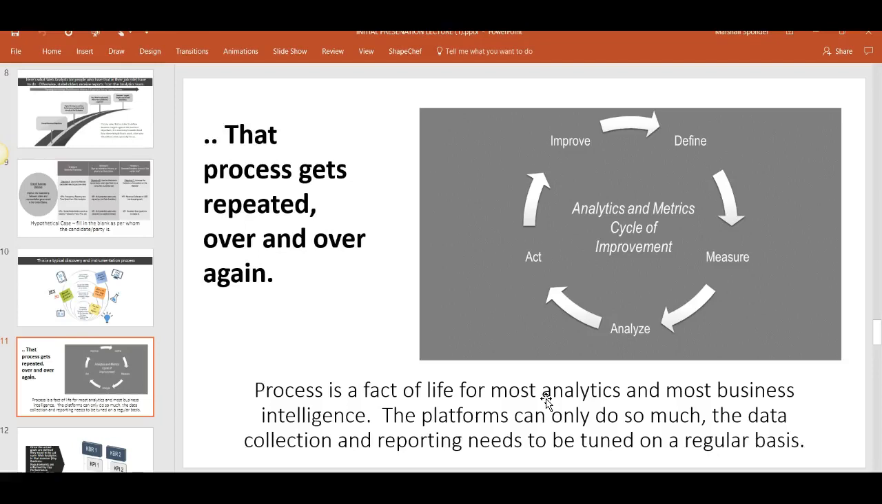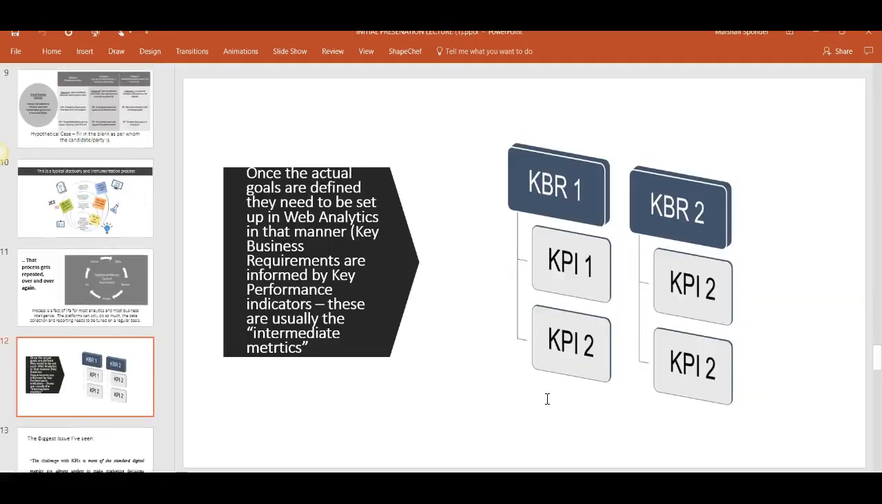And I think successful businesses tend to have figured that out. That's partly why they're successful. So every business is going to be slightly different in their cycle of improvement, and every analytics process will too.